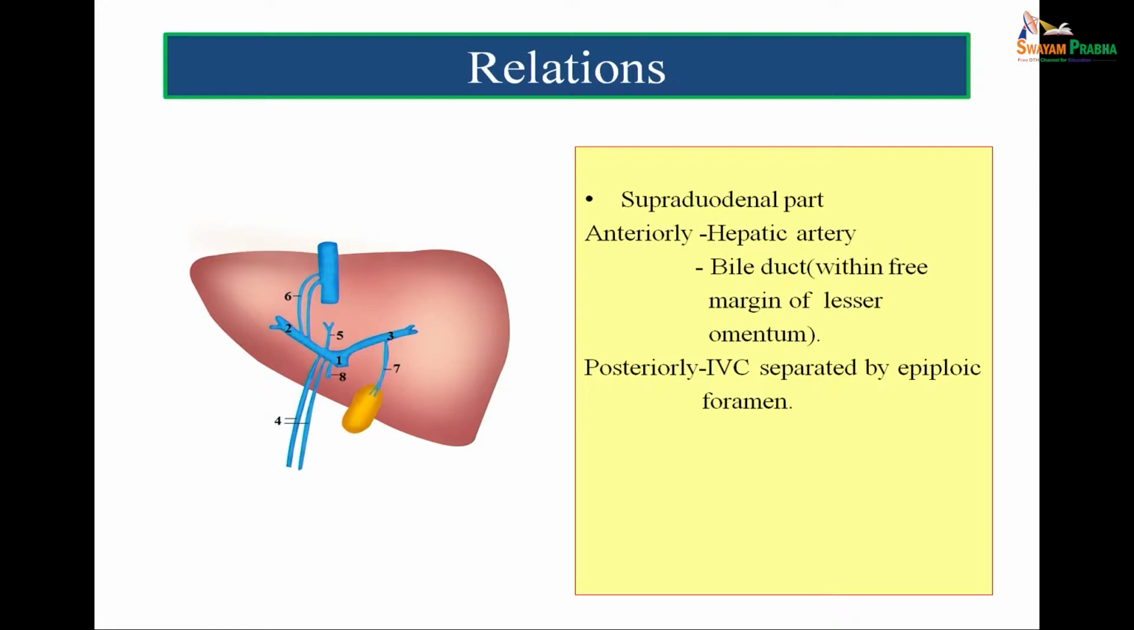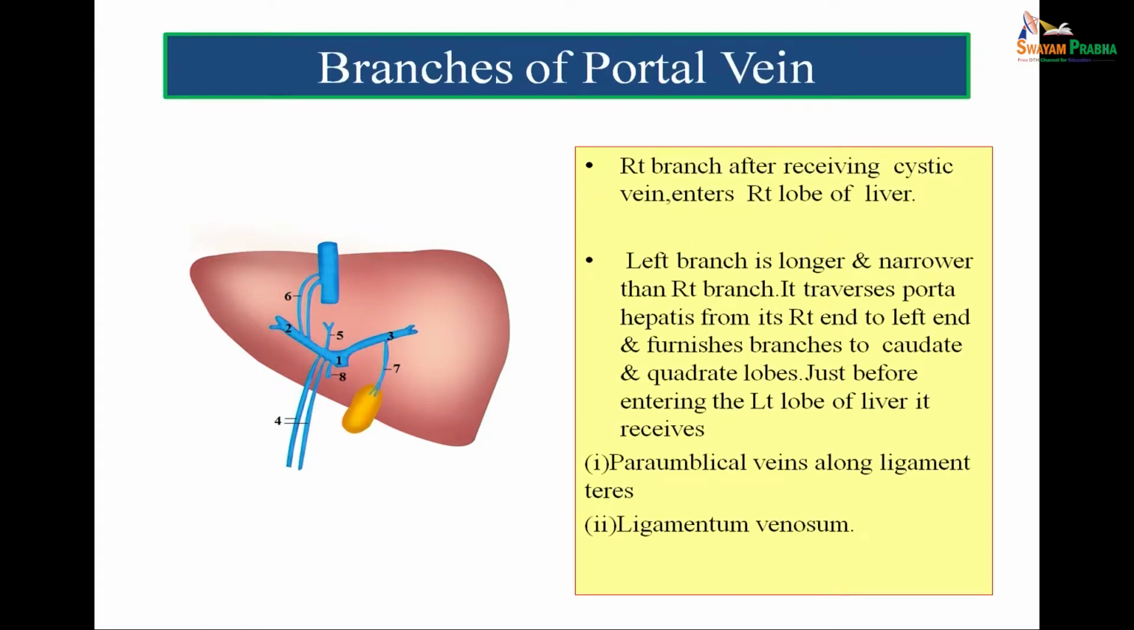is the part where the portal vein lies in the right free margin of the lesser omentum, and the Pringle's maneuver can be effected here. Posteriorly lies the inferior vena cava, separated by the epiploic foramen. The right branch enters the right lobe of the liver after receiving the cystic vein. The left branch is longer and narrower than the right branch.